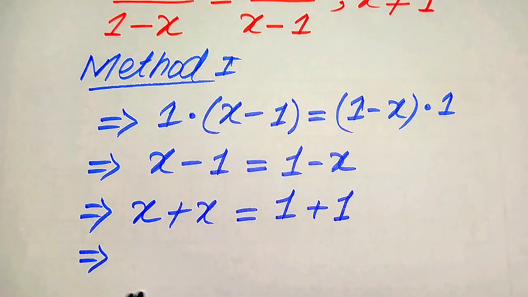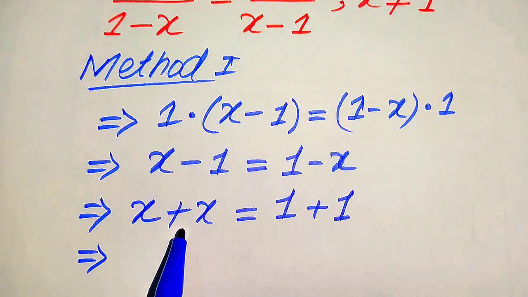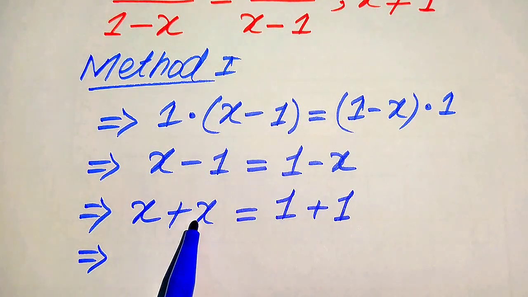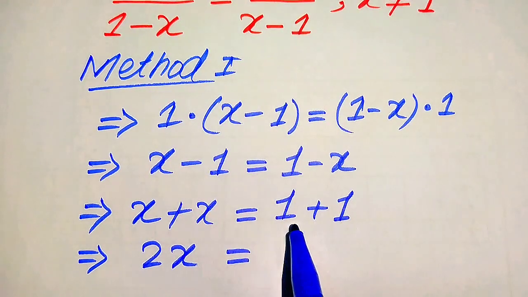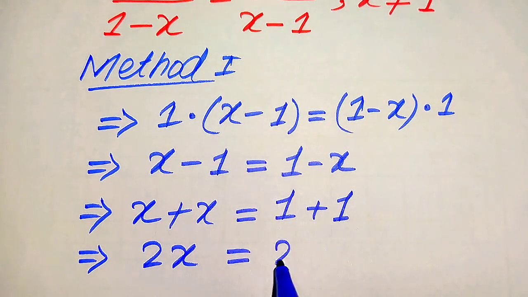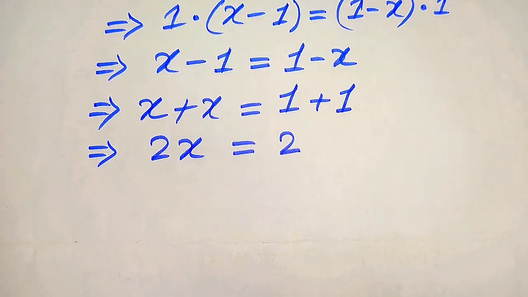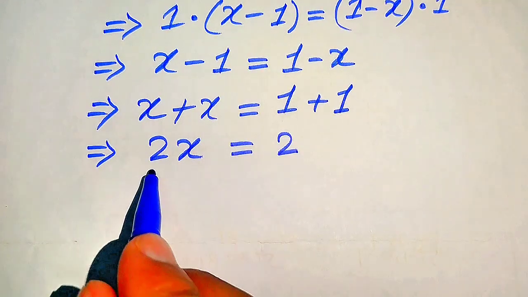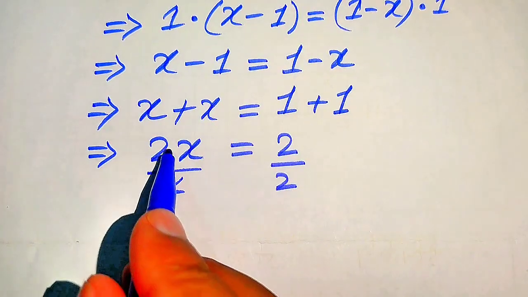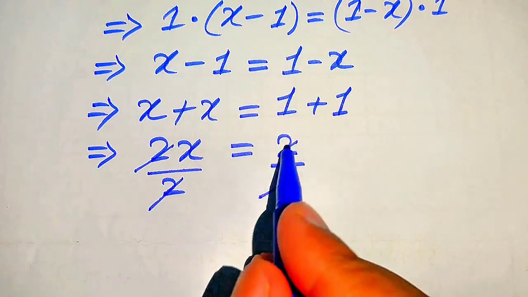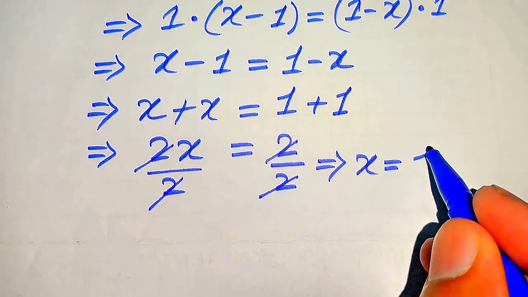Further, we need to add the like terms. When we add like terms, we add their coefficients. The coefficient of this term is 1 and the coefficient of this term is also 1, so we get 2 times x is equal to 1 plus 1, which is 2. Because we are solving for x, we divide both sides by 2. The 2 cancels out by this 2, and we get x is equal to 1 only.